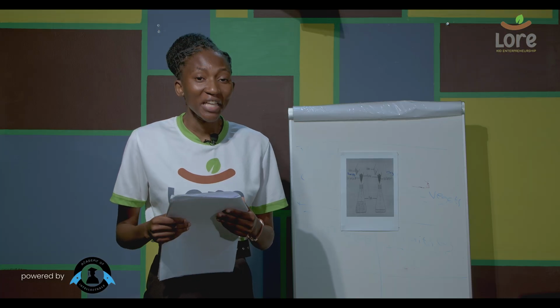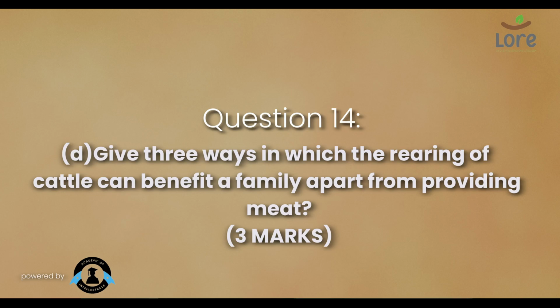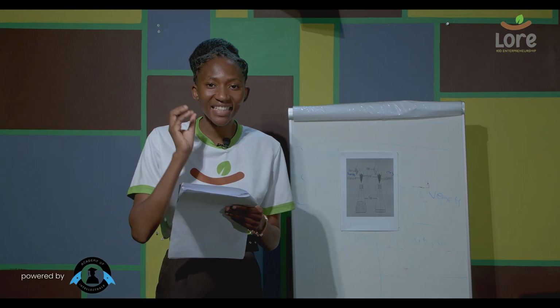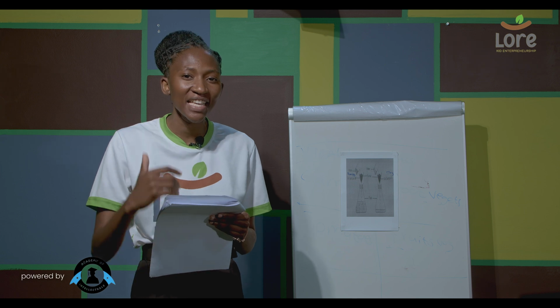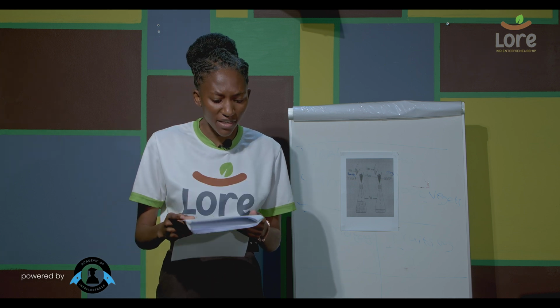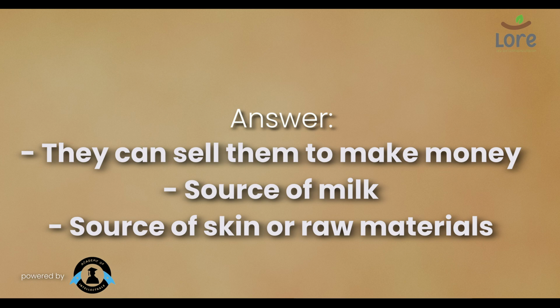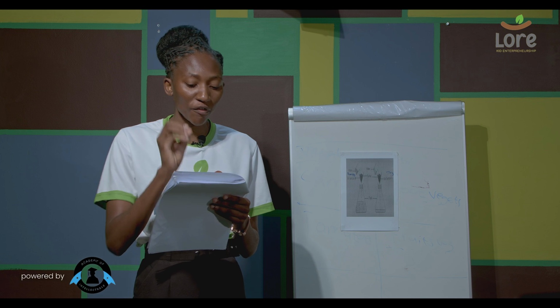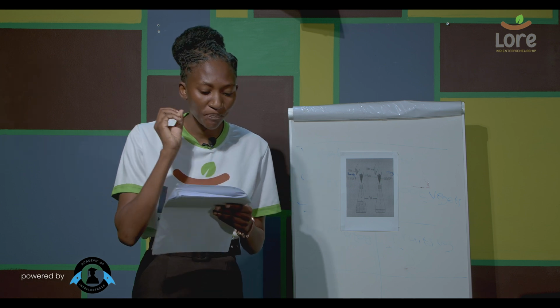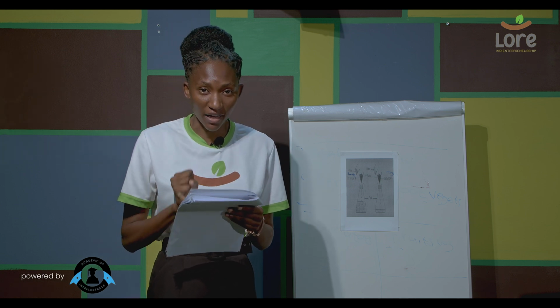Question D says, give 3 ways in which the rearing of cattle can benefit a family apart from providing meat. In this question, it wants us to give the rewards or the profits of keeping cattle, excluding source of meat as an answer. Our answer is they can sell to make money, or source of hide or raw materials. This question was specifically asking for rewards of keeping cattle, excluding source of meat as an answer.